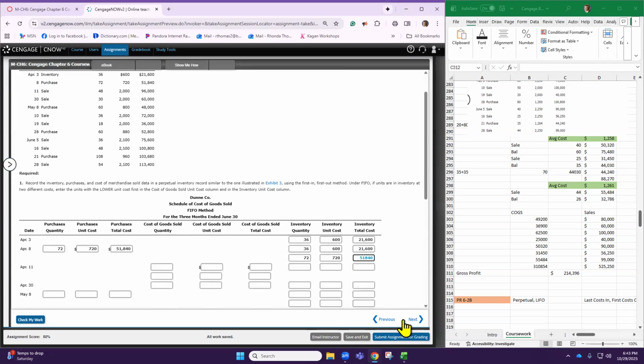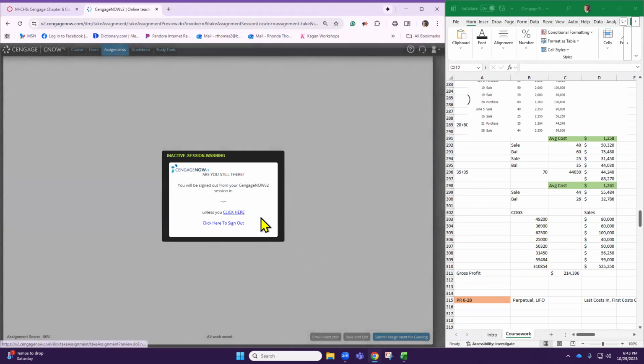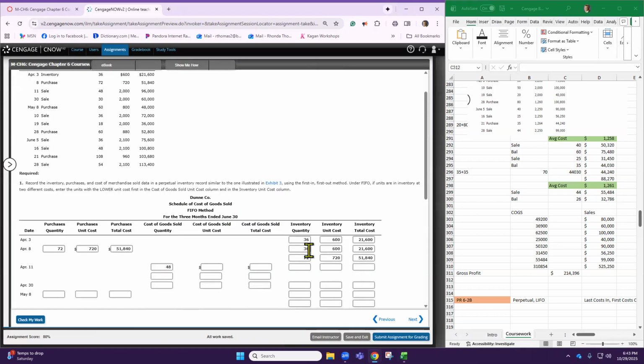$51,840. Now, this is first in, first out. So we're going to make a sale. Our first sale is 48. Now we don't have enough in our first layer, so we're going to get rid of all of the first costs. First cost in, first cost sold.